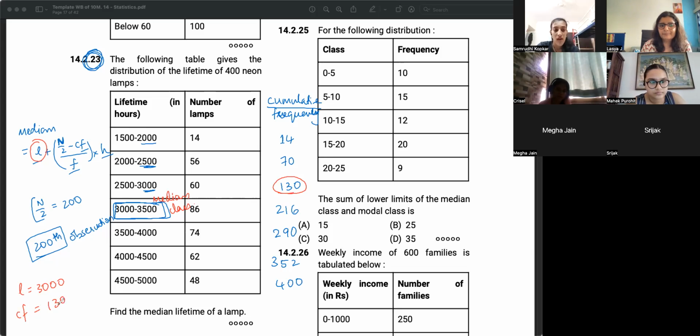This will be 130. And frequency F equal to 86. F is regular frequency. Okay, so this will be 86. And finally, H will be equal to 500. That's the class size. Okay. So now we have our L, N by 2, CF, F, H. We know all these values. Put the values in and find out what is the median.